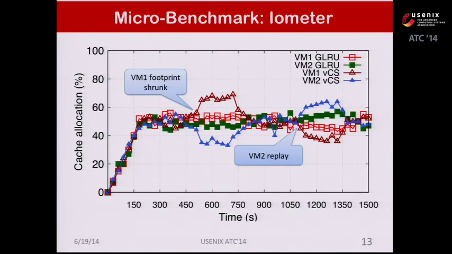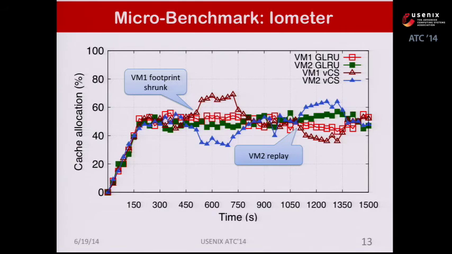The square curves show GLRU allocations. You can see GLRU does adjust the allocation, but in a rather minor way. In contrast, vCacheShare, the triangle curves, made much more significant adjustments. The globally shared policy actually allocates more space to workloads with higher I/O access rate instead of high data locality.